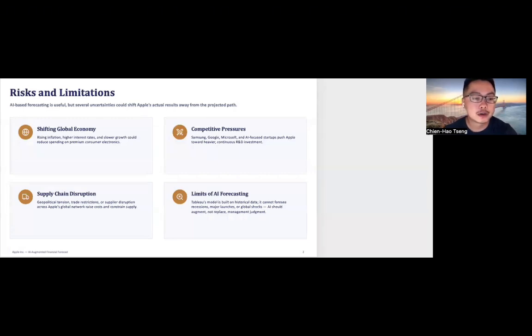Although AI-based forecasting provides valuable insights, there are still several risks that could affect Apple's future financial performance. For example, first, the global economy remains uncertain. Higher inflation, rising interest rates, and slower economic growth could reduce consumer spending on premium products like iPhones, iMacs, and so on, which may impact Apple's revenue.